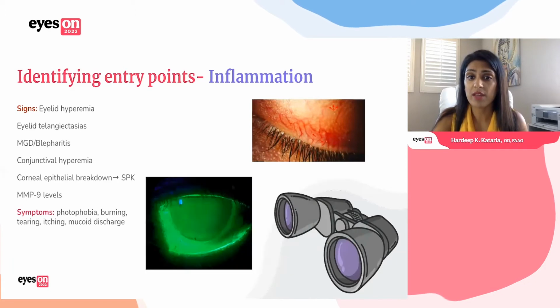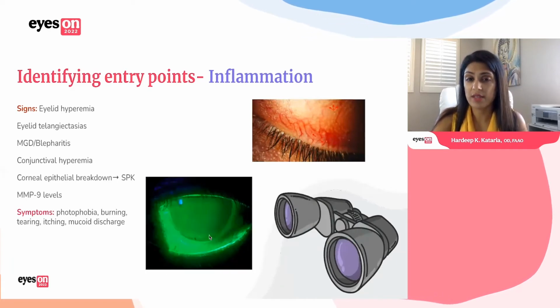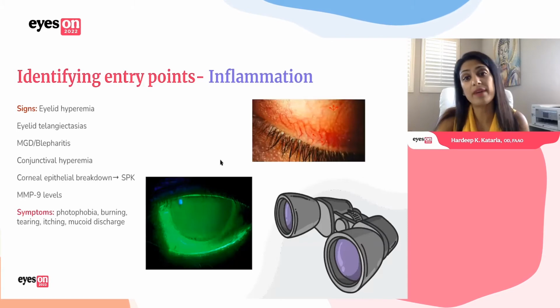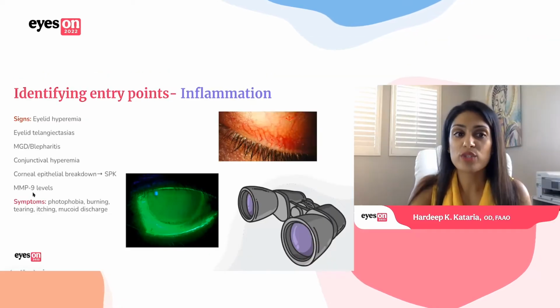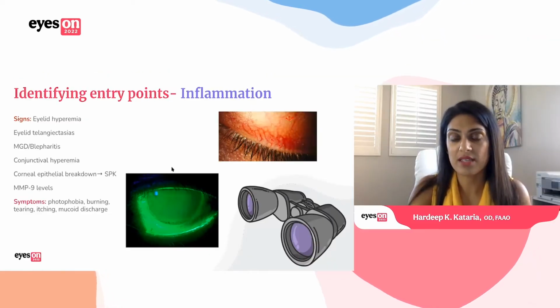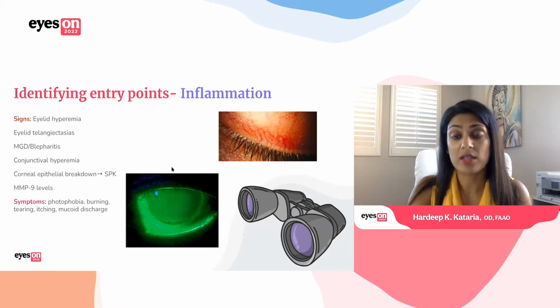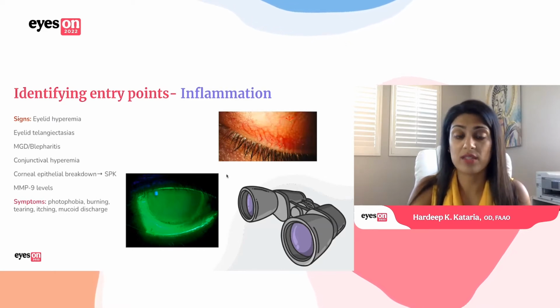I will say here that I love using a Wratten filter to identify little bits and patches of SPK that I might not necessarily see with a cobalt blue filter. So if you have access to a Wratten filter, definitely something to consider implementing when you go back to the office on Monday. You might also perform MMP9 testing in the clinic to help identify signs of inflammation there on the ocular surface as well.